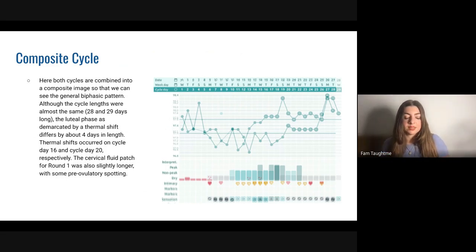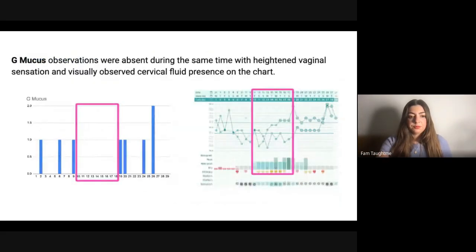And then I went and made a composite cycle just so that I could combine and you could see together. These are both individual cycle patterns, but they follow the same general menstrual pattern. So then I compared the composite cycle to my cervical fluid observations in quantified form. So for the G mucus, you can see during the fertile window, the cycle days 10 through 18 were where I didn't see any G mucus. And this happens to overlap with my fertile window in both cycles. So you can see that depicted here with the pink box.